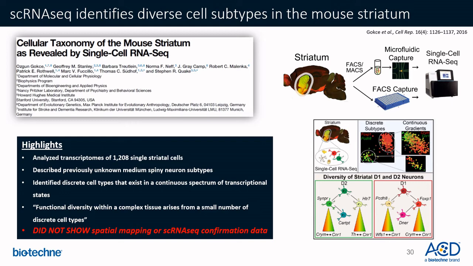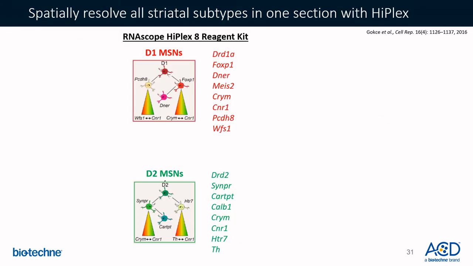However, they did not confirm their single-cell RNA sequencing results, nor did they show the spatial relationship between these D1 and D2 subtypes. Therefore, we employed the RNAscope technology to confirm and spatially map these novel cell types in the mouse brain. We did this by performing the RNAscope HiPlex assay in its two different formats. The first is the RNAscope HiPlex 8 reagent format, where we looked at the D1 and the D2 subtypes individually.